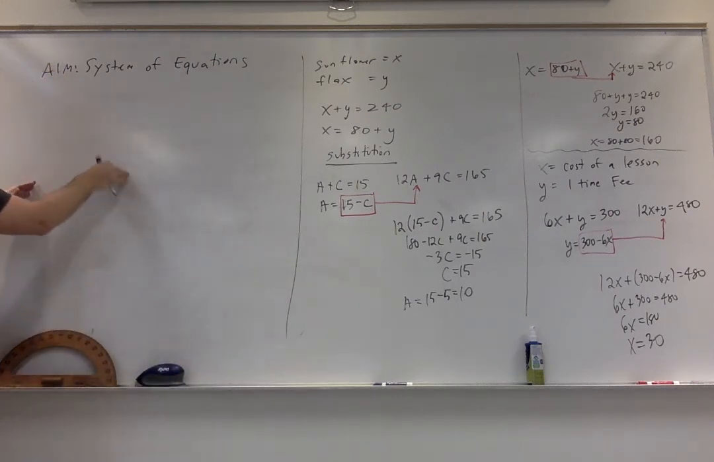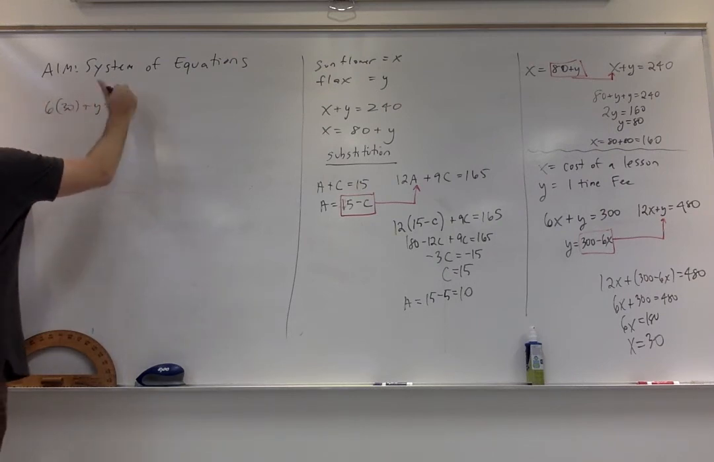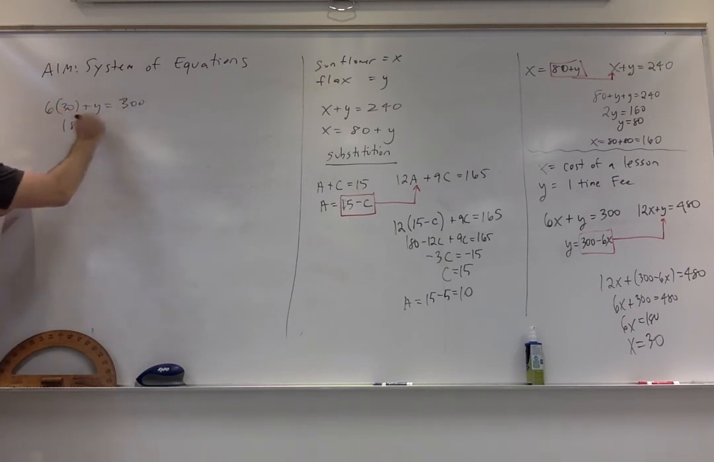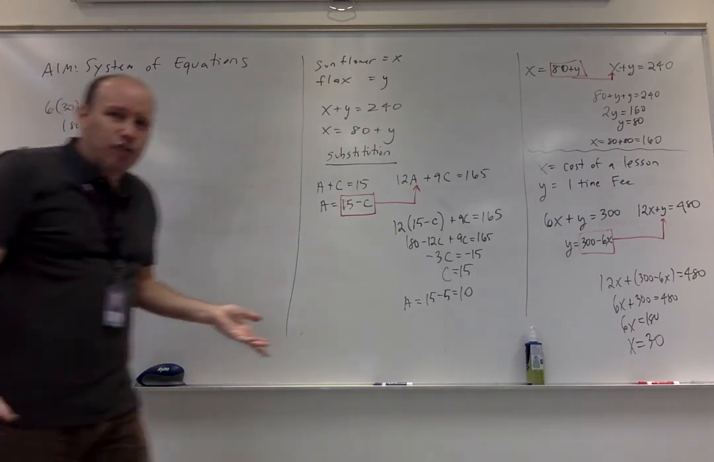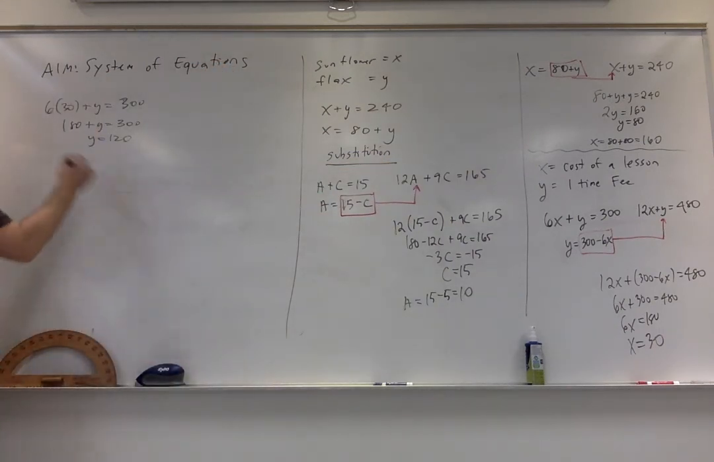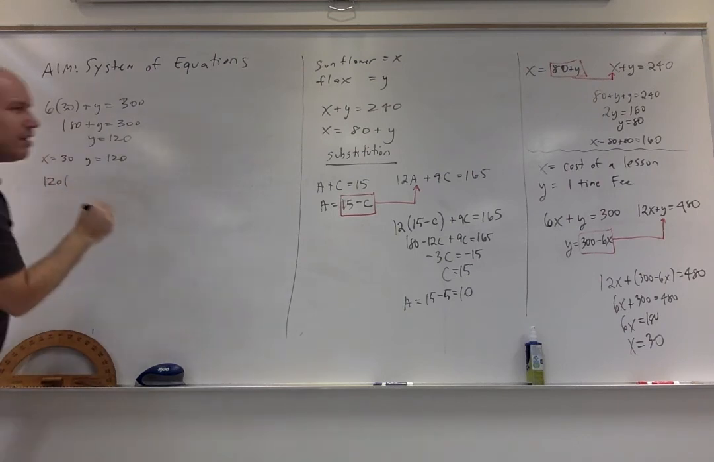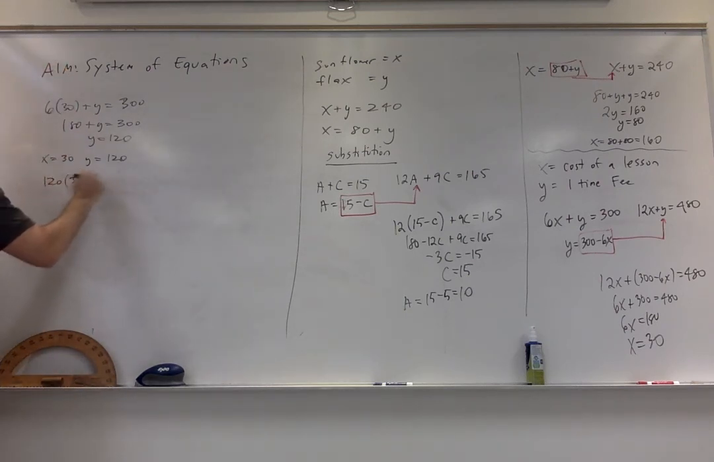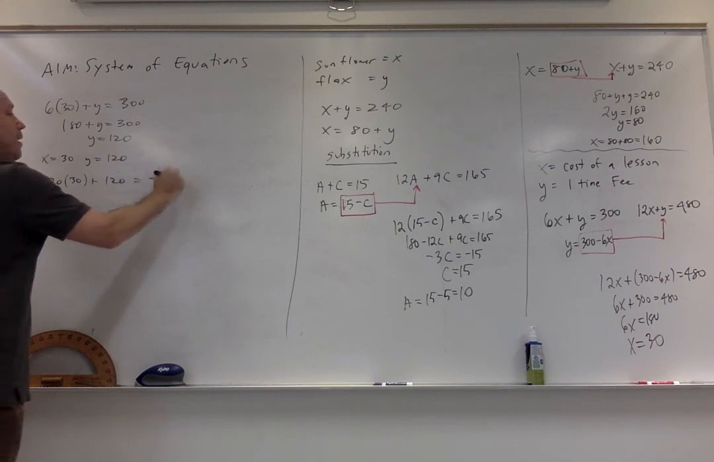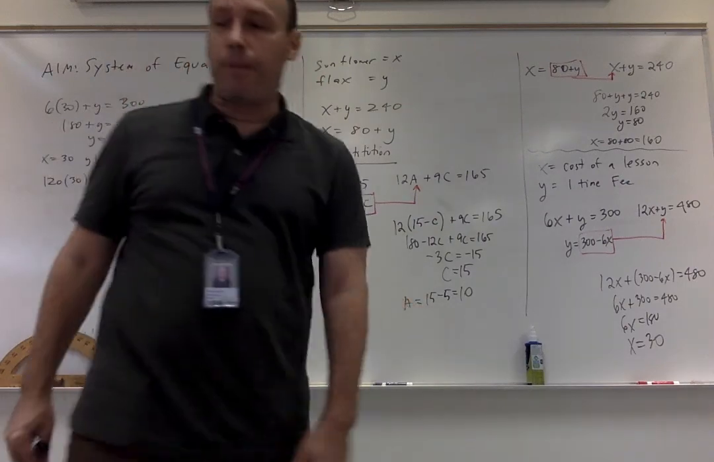And you say, okay, let me plug it back in. 6 times 30 plus y equals 300. 180 plus y equals 300. y equals 120. You might say, is that the right answer? And I would say, yes, because it's true in the second one. You'd say x equals 30, y equals 120, and we plug it into the second equation. 12 times 30 plus 120 is equal to 480. Nice. Therefore, this is the solution.